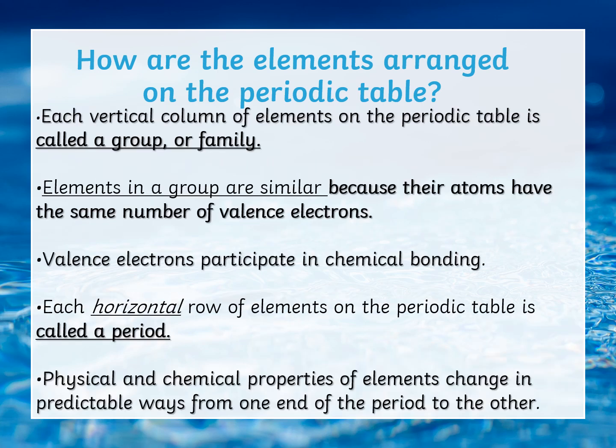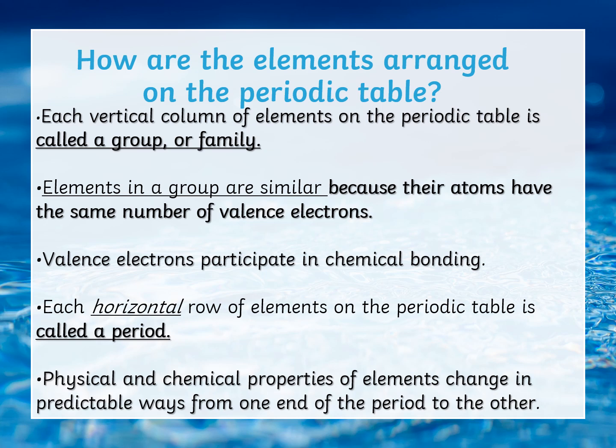So, how are the elements arranged? In a vertical column, they are in the same family. As we know, a family has the same characteristics. So why are the elements in a group similar? Because their atoms have the same number of valence electrons. What is the importance of the valence electron? They participate in chemical bonding.